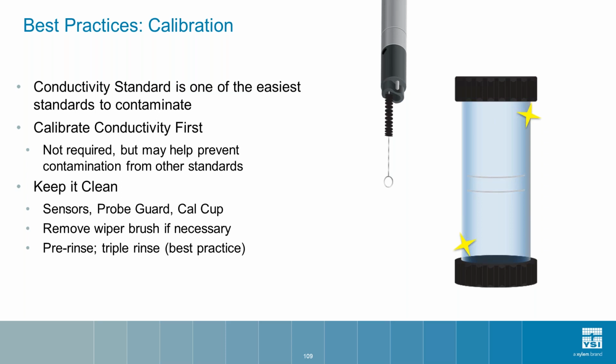So again, it's not necessary to calibrate conductivity first, but it is recommended if you want to minimize the chances of contamination. And obviously it is paramount to keep everything clean, not just the conductivity sensor, but all the sensors, the probe guard, the calibration cup, and anything else that will come in contact with the calibration solution. Clean the conductivity sensor with the included conductivity brush, and you may want to remove the wiper brush as it can accumulate contaminants.